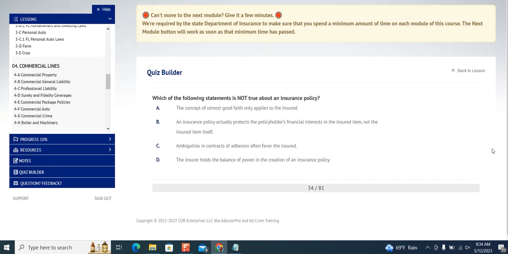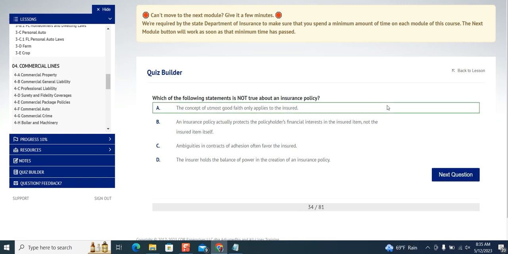Which of the following statements is not true about an insurance policy? Okay, not true. The concept of utmost good faith only applies to the insured. So we're going to go with A. It applies to everybody.